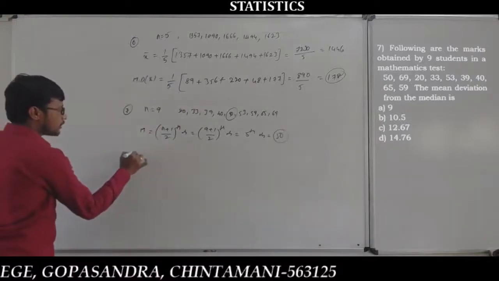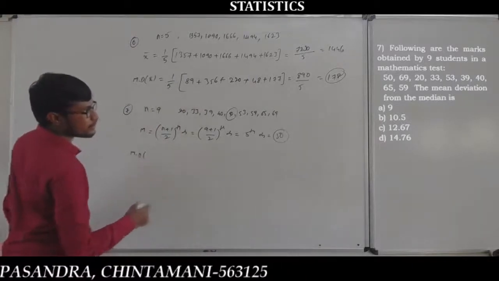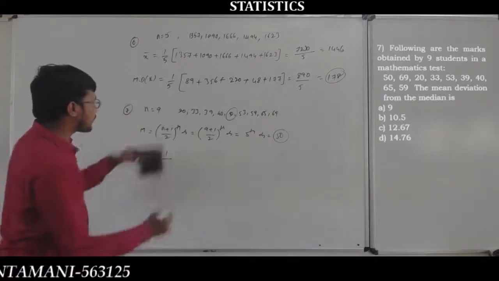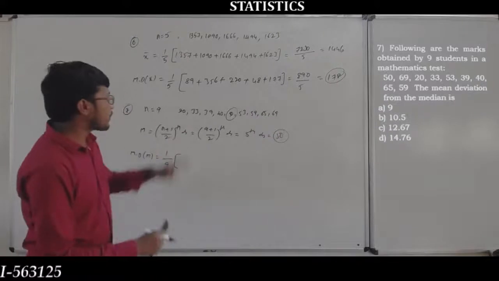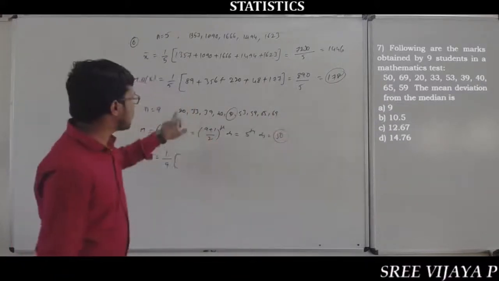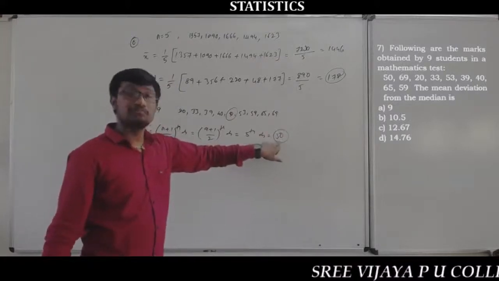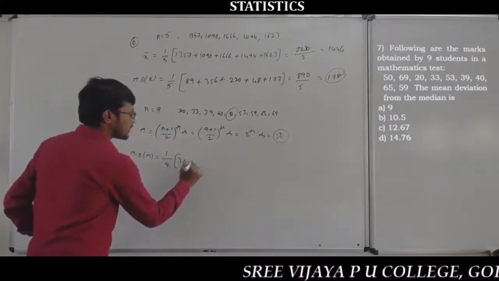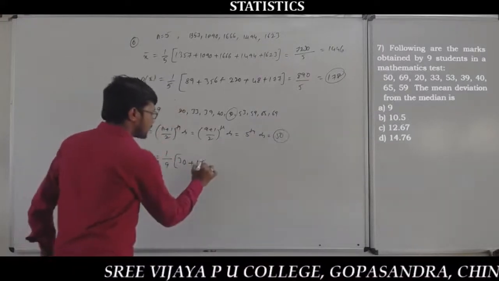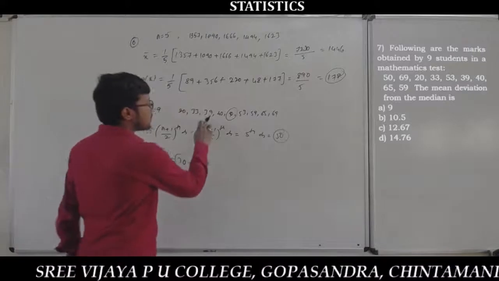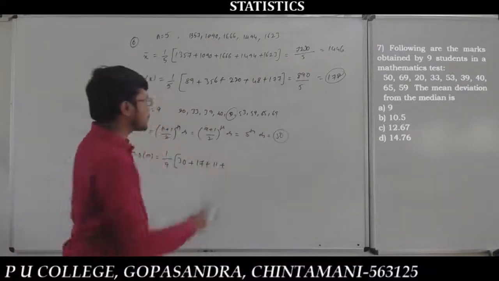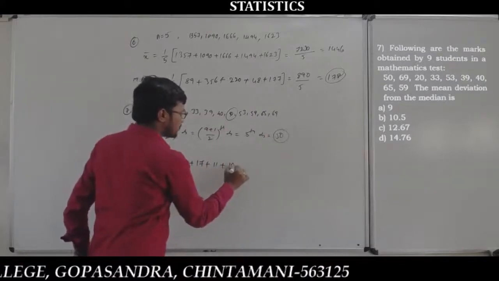Okay. So next, to find the mean deviation from the median, same 1 by n, where the number of observations is 9. From each observation we subtract the median and take the modulus value. So 20 minus 50 is minus 30, but it becomes plus 30. 33 minus 50 is minus 17, it becomes plus 17. 39 minus 50 is minus 11, it becomes plus 11. 40 minus 50 is minus 10, it becomes plus 10.